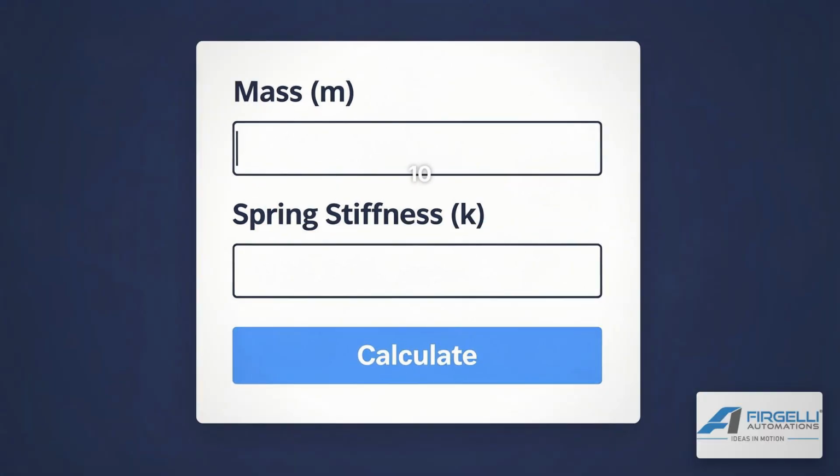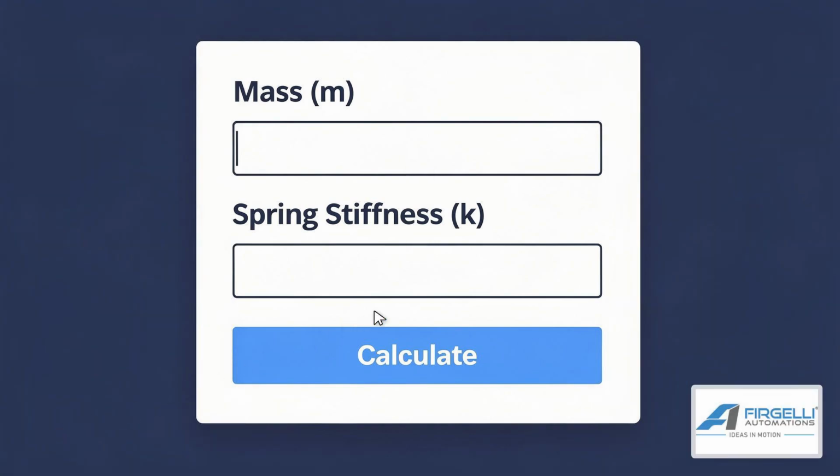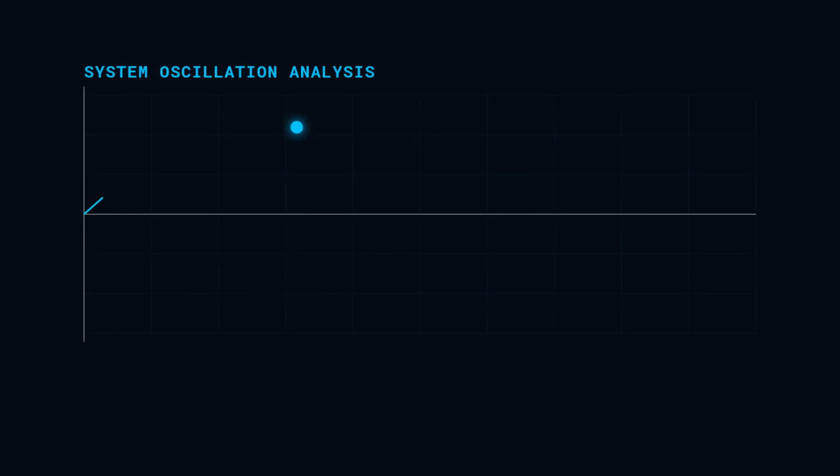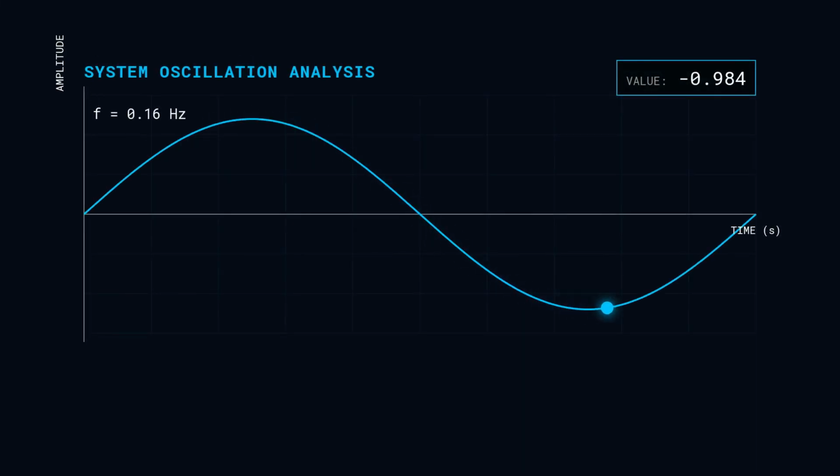For our demonstration, I'll use a mass of 10 and a spring stiffness of 10. After entering these values and clicking Calculate Natural Frequency, the calculator provides three key results. The natural frequency is 0.1592 Hz, which tells us the system completes approximately 0.16 oscillations per second.